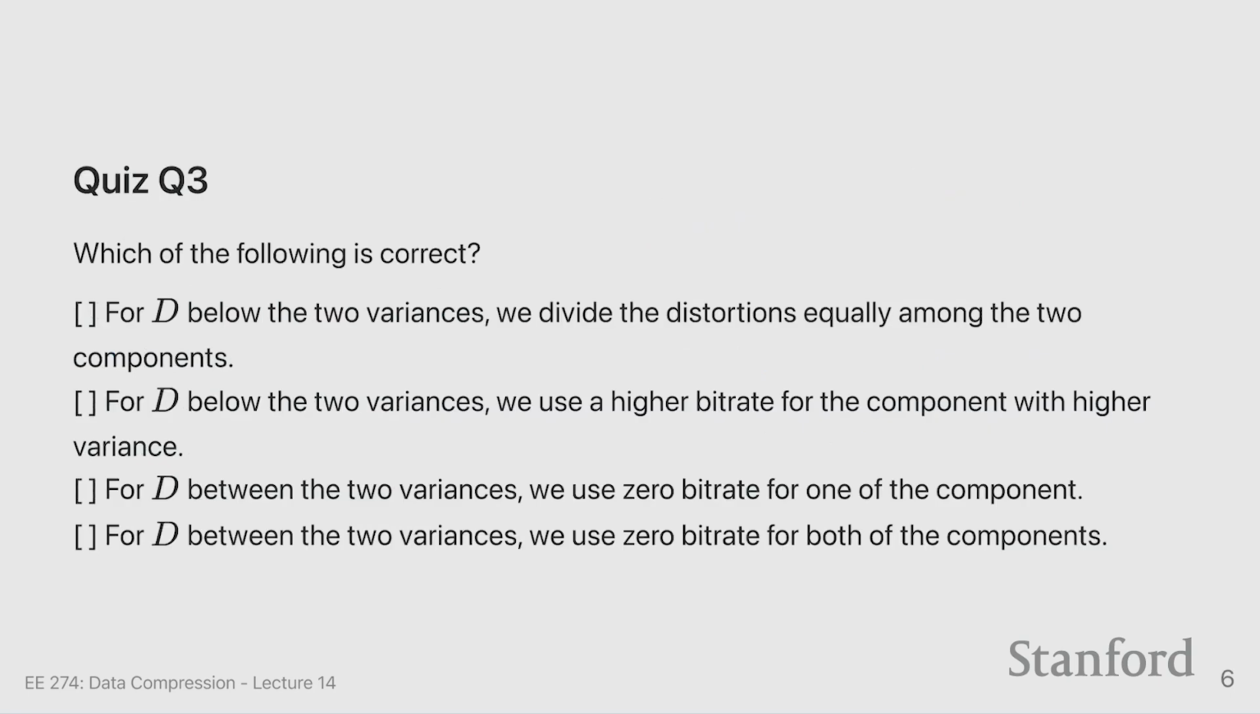Okay, and then this one part was at least interesting for this question, which is which of the following is correct. So for D below the two variances, we saw in class that you want to keep D1 equal to D2. This was a consequence of the optimization problem's KKT solution which we got. So the first part is correct.